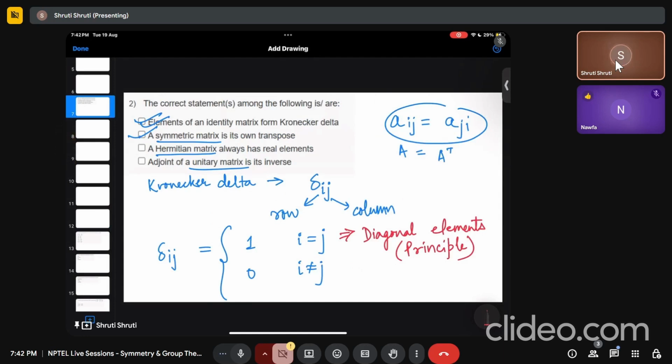So the correct statement it is asking for: a Hermitian matrix always has real elements. This is not true. It can have complex elements. It is not necessary that it should contain only real elements. The diagonal element has to be real, but the other element can be imaginary. So this statement is not true, or partially true.